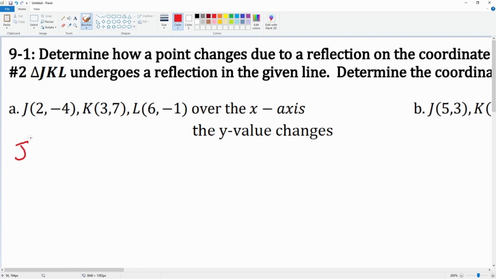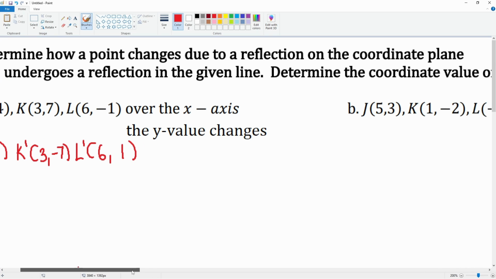So J prime is going to be 2, comma, that negative 4 becomes a positive 4. This K becomes K prime now, 3, comma, negative 7. And L prime is now 6, comma, this negative 1 becomes a positive 1. Because when you reflect it over the x-axis, the y value changes.